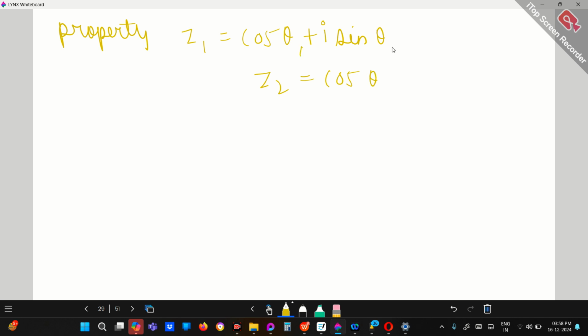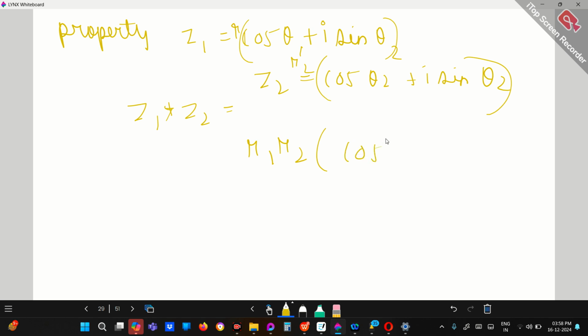So next, property 2. Let z1 be equal to r1 into cos theta 1 plus i sin theta 1, and z2 equal to r2 into cos theta 2 plus i sin theta 2. If we multiply both equations, what will we get? We will get r1 r2 into cos of theta 1 plus theta 2 plus i sin of theta 1 plus theta 2. Okay.